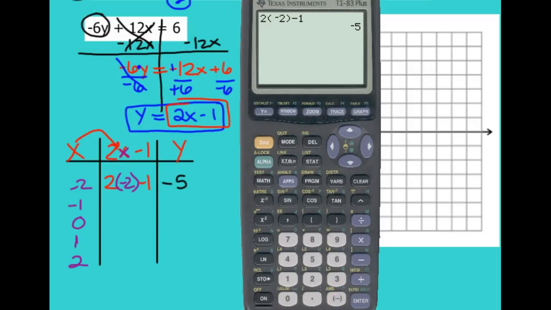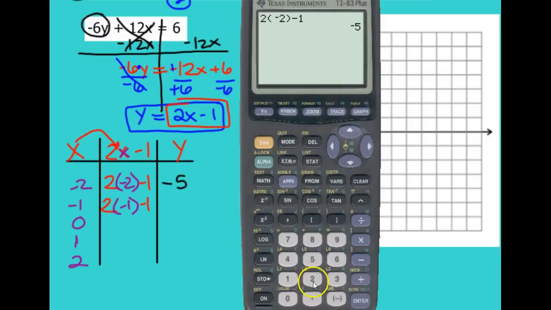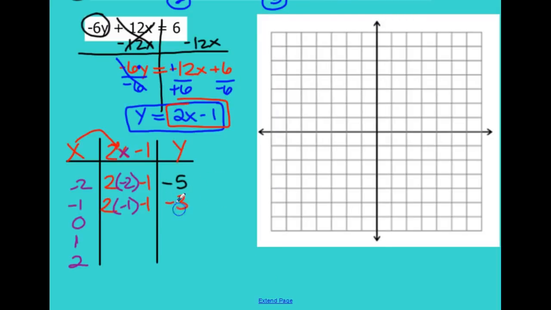So our next one, we have 2 times negative 1 and then minus 1. So 2 times negative 1 minus 1 gives me negative 3. Then 2 times 0 minus 1. Well, 2 times 0 is just 0. 0 minus 1 is negative 1. And then we're going to plug in a 1. 2 times 1.